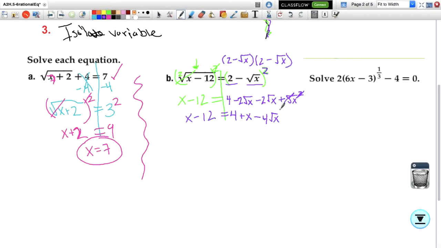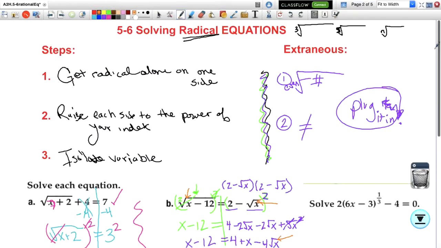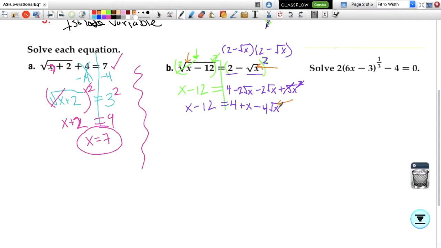Now I'm hoping you're looking and you're saying, all right, did that actually do anything? It looks more complicated. It does, but now we only have one root. Before we had a root here and we had a root here, right? Well, by squaring this side and this side, we got rid of one of our roots. Now we have just one left. So I'm going to start back at the beginning of my 3 steps. I'm going to come back to number 1. I'm going to get my radical alone. I'm going to raise each side to that power, and then I'm going to isolate my variable. So I'm going to get this root alone.